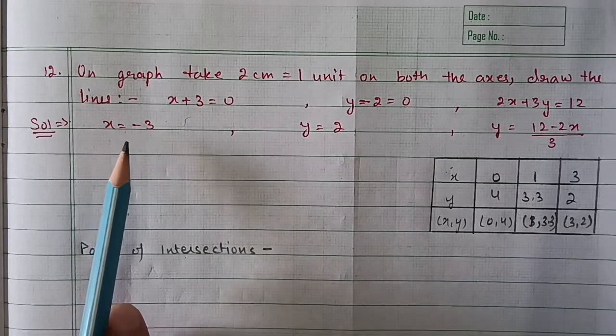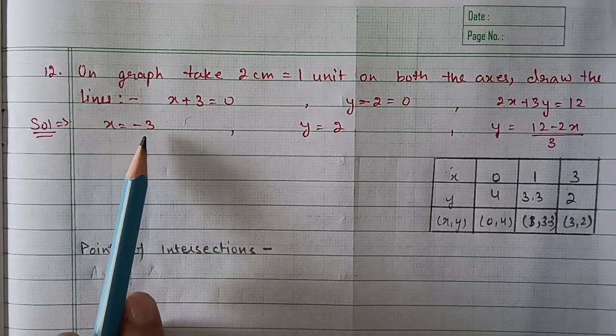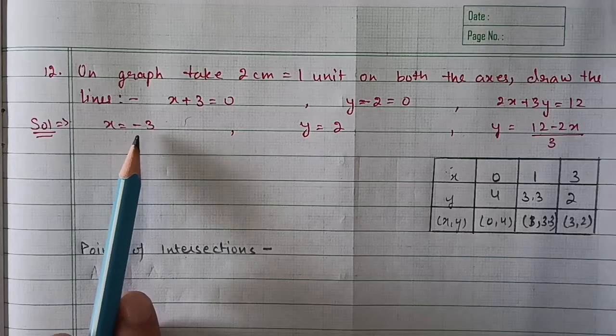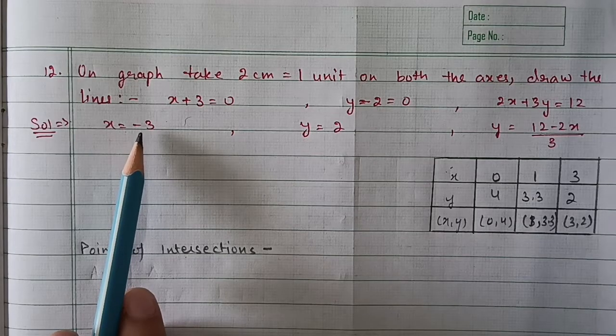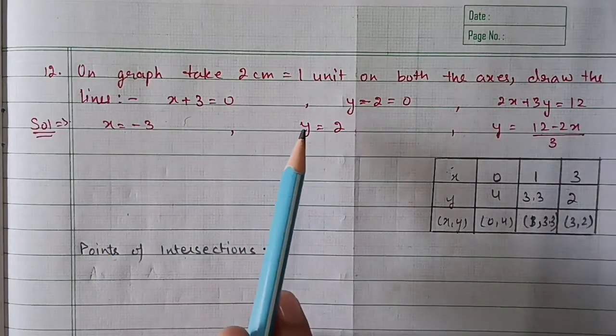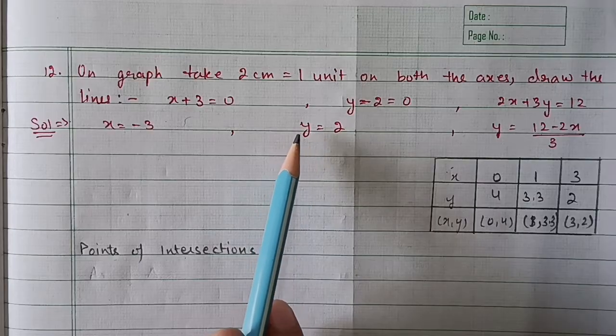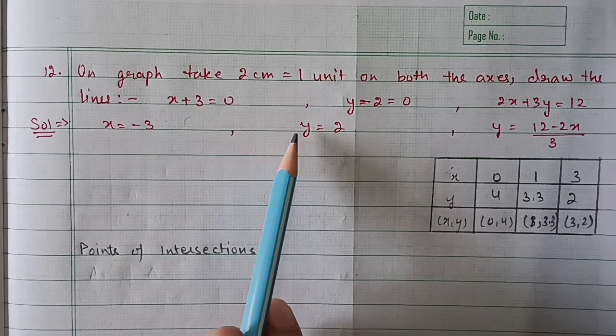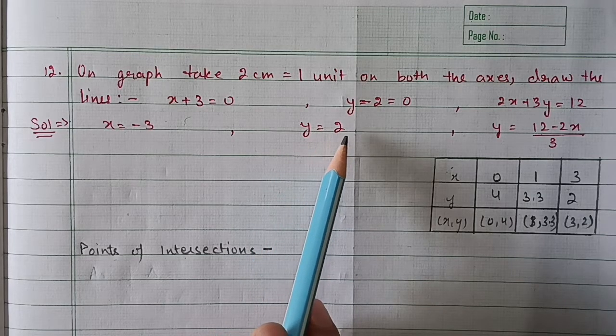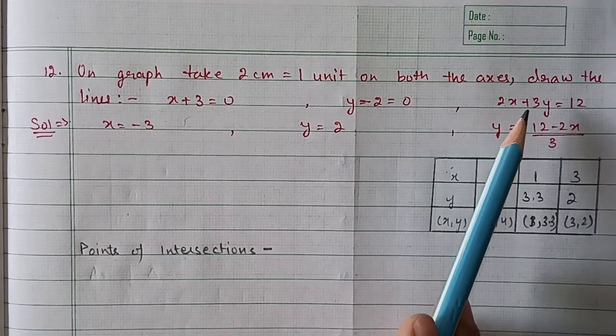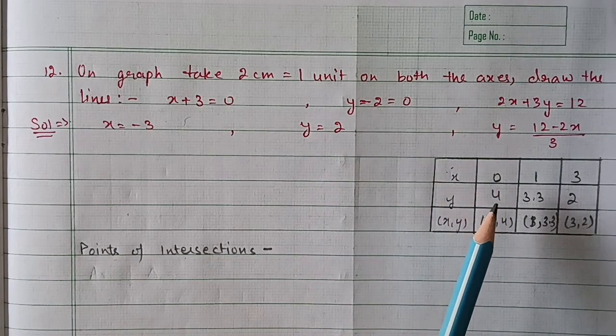It means for every value of y, always x value will be minus 3. We have to draw a line parallel to y-axis through x is equal to minus 3. Now same way for the second line we are getting y is equal to 2. It means through y equal to 2 we have to draw a parallel line to x-axis. And for the third equation we will find out 3 plotting points.